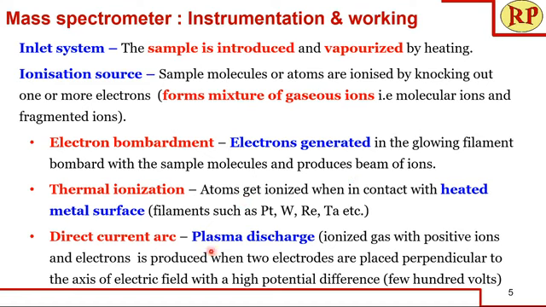And the third is direct current arc or plasma discharge. What is plasma? It is the ionized gas with positive ions. That is, we said a mixture of gaseous ions is formed along with electrons, because the electrons are knocked out. It is produced when 2 electrodes are placed perpendicular to the axis of the electric field with a high potential difference. That is, the potential difference between the electrodes can be a few hundred volts.